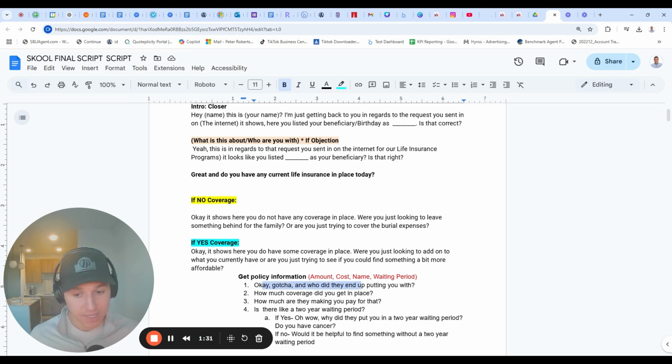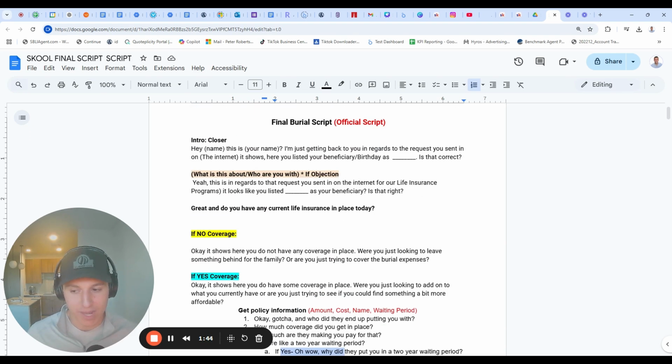But if they already have coverage, you're going to be like, okay, gotcha. And who did they end up putting you with? How much coverage do you have in place? How much are they making you pay for that? And is there one of those 2-year waiting periods? And then if yes, if no responses, and then we go into how it works. So let's just dissect the introduction.